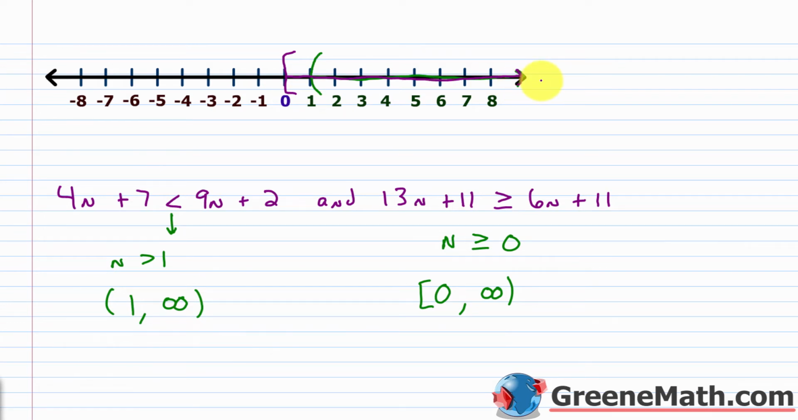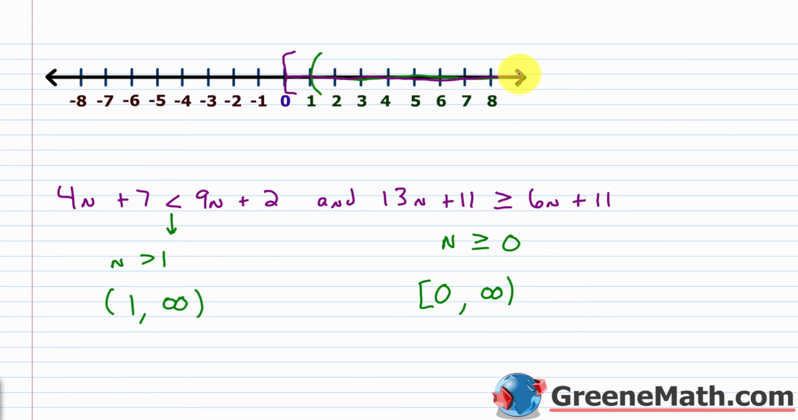So it's pretty easy to see what the solution for the compound inequality is. Anything to the left of 1, and also including 1, doesn't work, because it has to work for both. And it would not be a solution for this original, because here n has to be greater than 1. But anything that's larger than 1 works for both, right? Because both areas are shaded there.